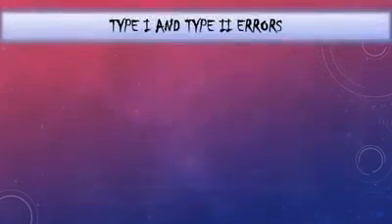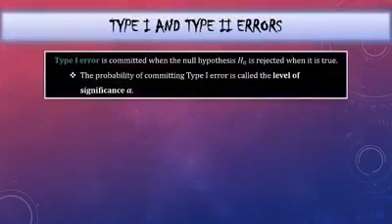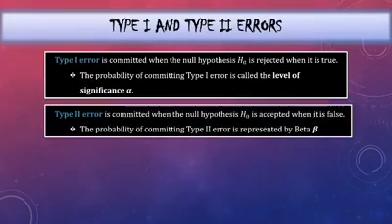So now let's have the type 1 and type 2 errors. What is the difference between the two? When we say type 1 error, it occurs if one rejects the null hypothesis when it is true. And the probability of committing type 1 error is called the level of significance alpha. While type 2 error occurs if one does not reject the null hypothesis when it is false. And the probability of committing type 2 error is represented by a Greek letter beta.